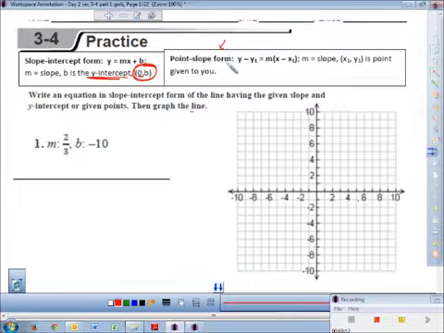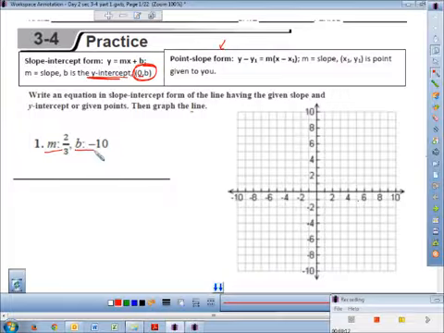And then we'll deal with point-slope form here a little bit later. But remember, slope-intercept form, real common, y equals mx plus b. The idea is to get y all by itself on one side of the equal sign. So here on these first few problems, they say write an equation in slope-intercept form, and they straight up give you the slope, and they give you the y-intercept.